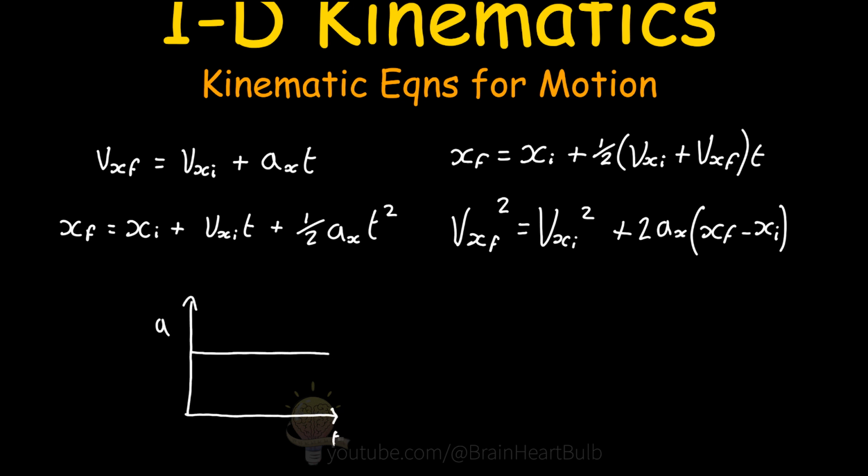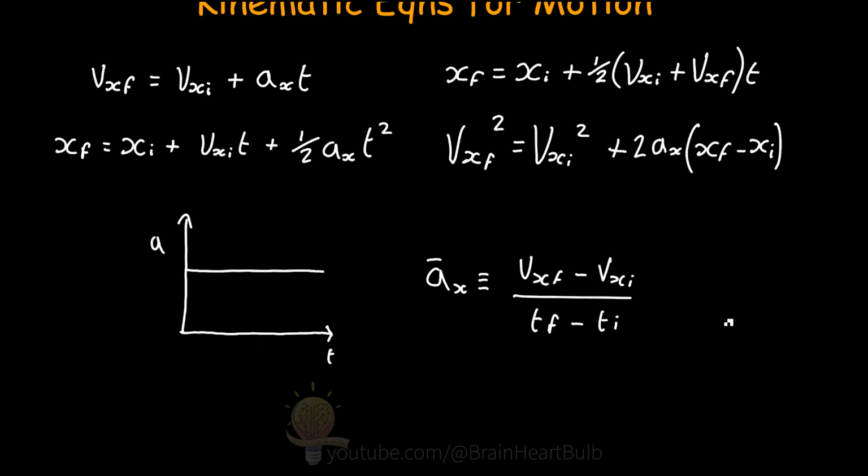Now, in a previous lesson, we learnt that the average acceleration is equal to the change in velocity over the change in time. But we also discovered that the instantaneous acceleration is equal to the derivative of the velocity with respect to time, as the difference in time approaches 0, so as delta t approaches 0.